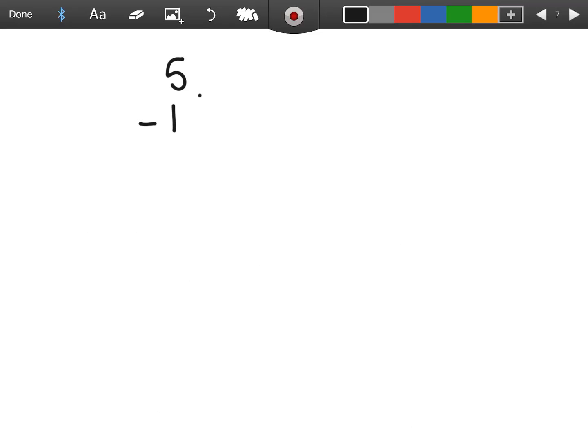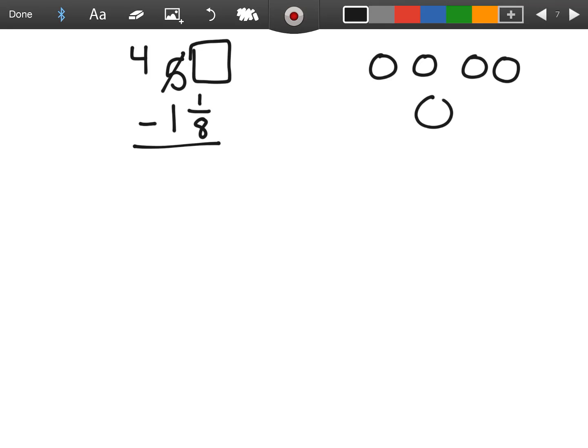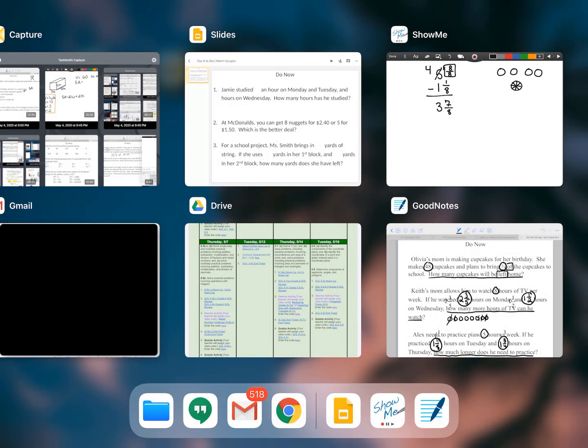So let's start with 5 minus 1 1/8. Just like before, I don't have a fraction here to subtract, so I need to borrow from the 5. So instead of calling it 5, I still have 5 wholes, but I'm going to call it 4 and 8/8. Same amount, just a different name. 8/8 minus 1/8 is 7/8, and 4 minus 1 is 3. So that's how many more hours he needs to practice after Tuesday.